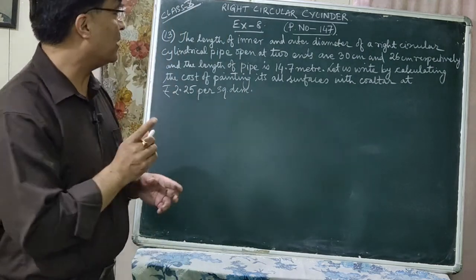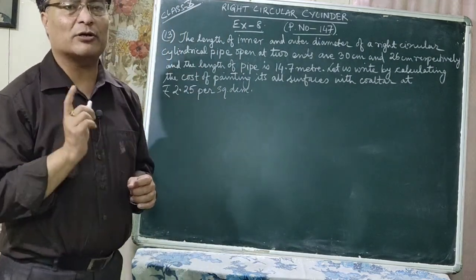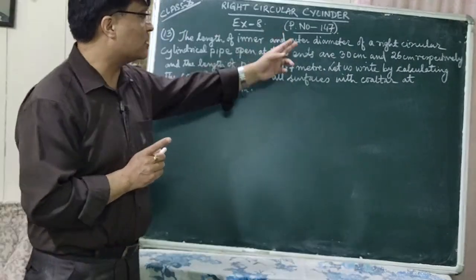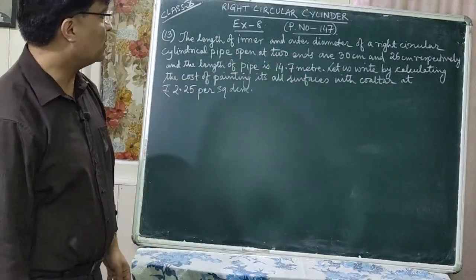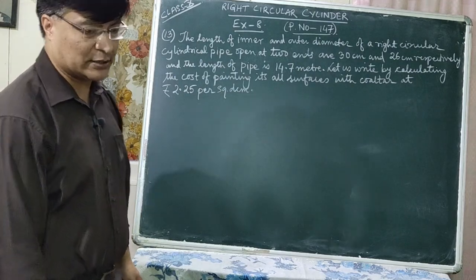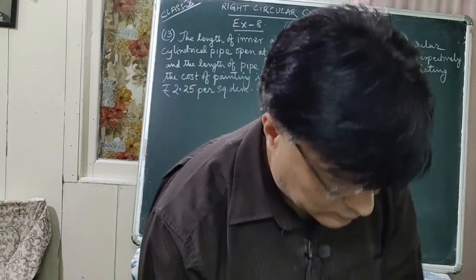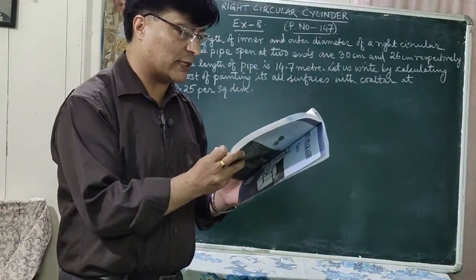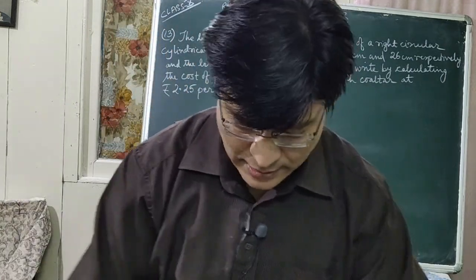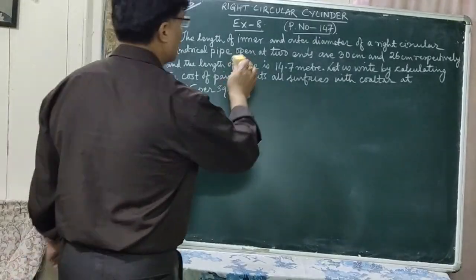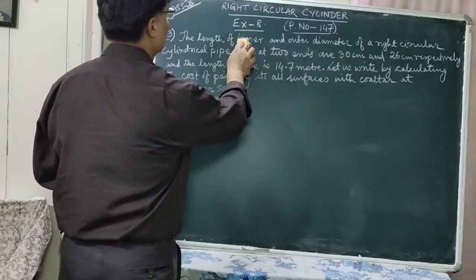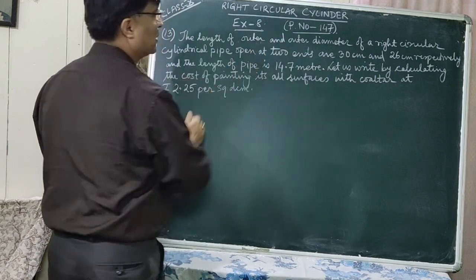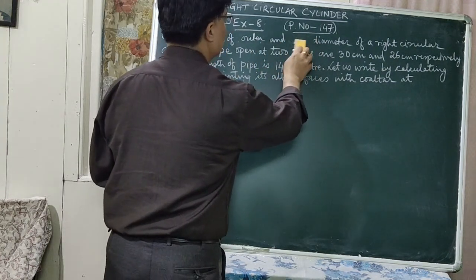What is given here? The inner and outer diameter of the right circular cylindrical pipe. The length of the inner and outer diameter of a right circular cylinder pipe open at two ends are 30 centimeter and 26 centimeter respectively. That means your 30 centimeter is outer and 26 centimeter is your inner diameter.